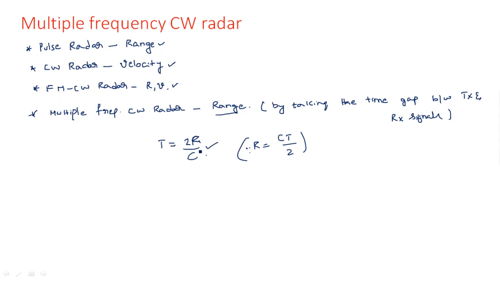So if we know this time gap between the transmitted and received signals, the same method we have used for the FMCW radar. Here also in the multiple frequency CW radar, we are going to use the same technique, taking the time gap between the transmitted and received signals with two different frequencies. Then we can also achieve the parameter called range. That is the advantage of multiple frequency CW radar. That means the drawback in the standard CW radar can be avoided by using multiple frequency CW radar. The drawback is nothing but range measurement. The standard CW radar cannot calculate range, but multiple frequency CW radar can calculate range. Okay.